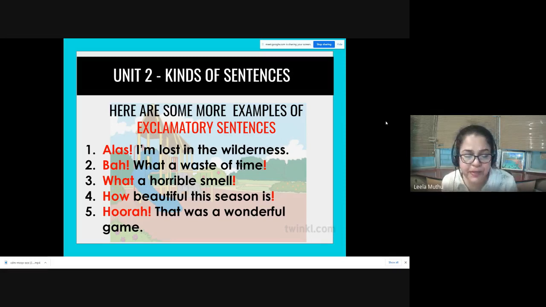Hooray! That was a wonderful game. India beat Sri Lanka. India beat Pakistan. India beat England. We are so excited. Okay? What a wonderful game. You can say that. Oh, hooray! What a wonderful game. How wonderful that game was. Okay? These are all exclamatory sentences, and it is used to express strong emotions, and it is very easy to spot.